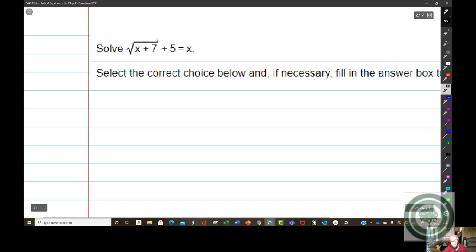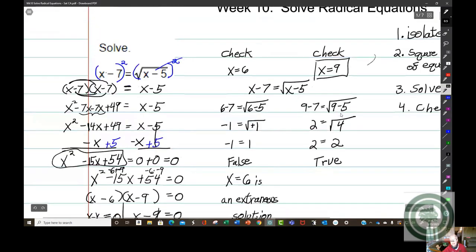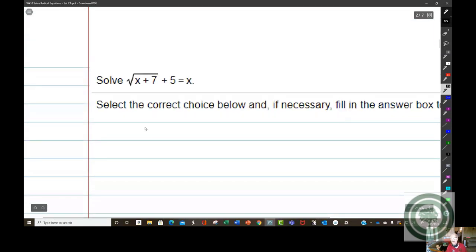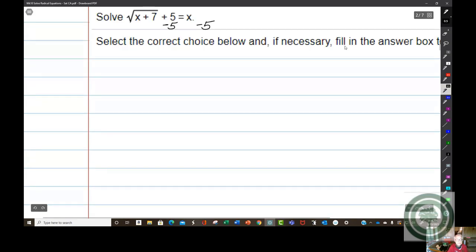All right, now, all those steps apply that we wrote up here. Notice that this time, I'm going to have to isolate the radical, okay? Because on the same side of the equation, I have a plus 5. So we're going to move this over right now. Minus 5, minus 5. So we have the square root of x plus 7 equals x minus 5. And now it's exactly like the other problem.